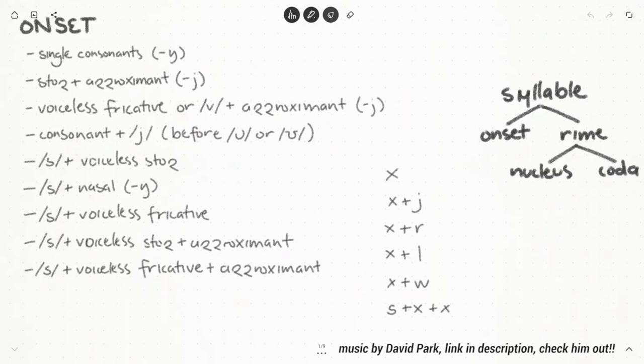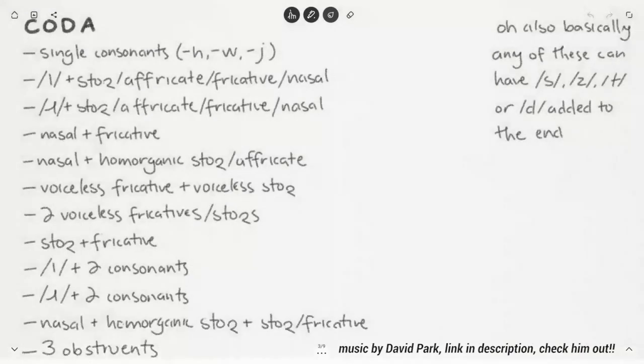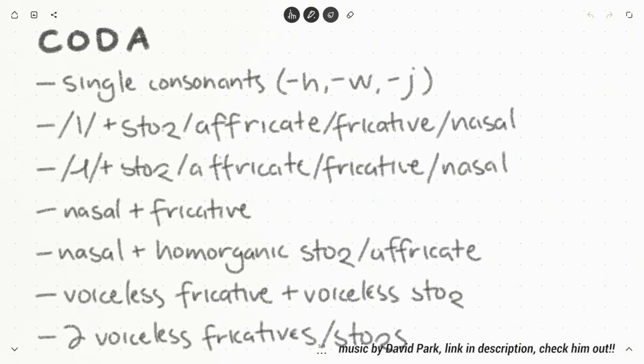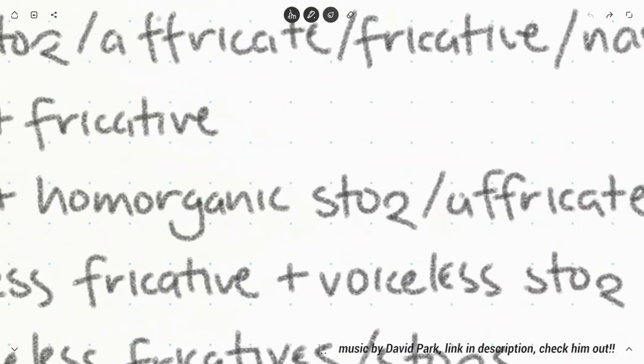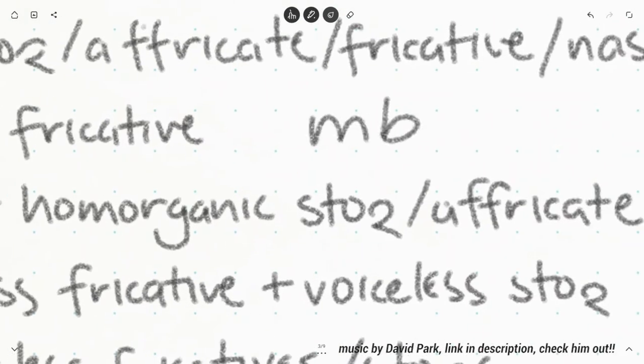Now, if you thought onset was complicated, coda is even more complicated. Coda is basically a free-for-all, right? So you can have basically any consonant by itself besides ha, wa, and ya. You can have a la plus a stop or an affricate or a fricative or a nasal. You could have ra plus a stop or an affricate or a fricative or a nasal. You could have a nasal plus a fricative, a nasal plus a homorganic stop or an affricate. Homorganic just means in the same place in the mouth as the nasal.